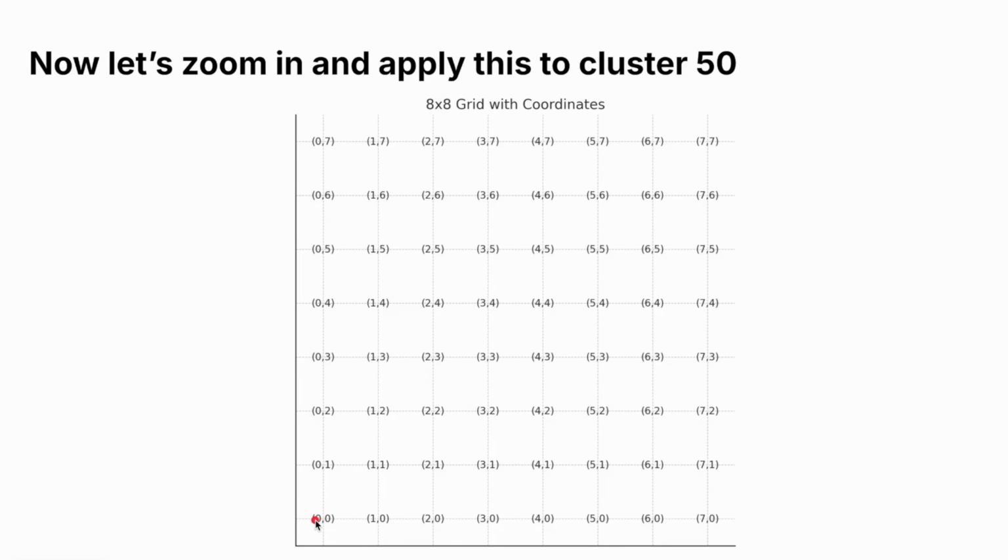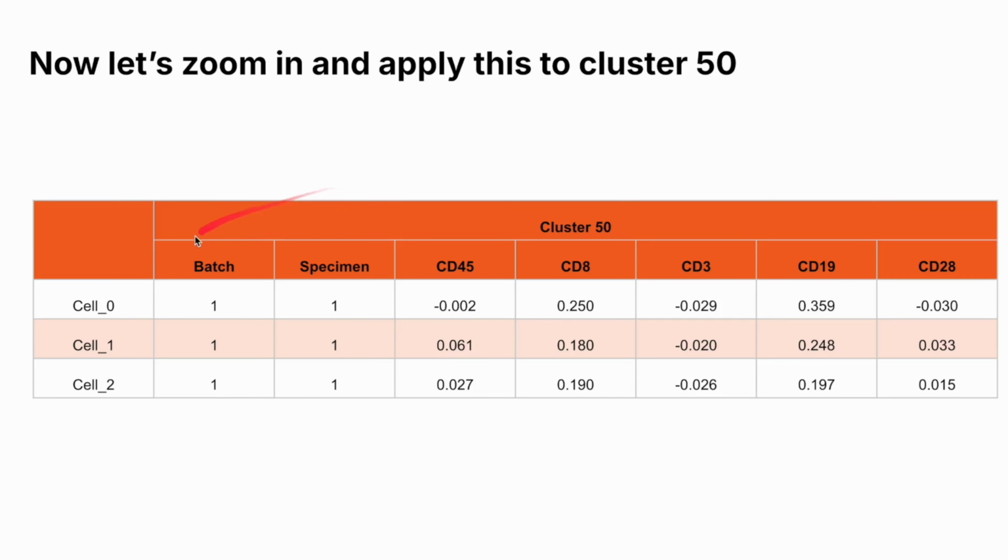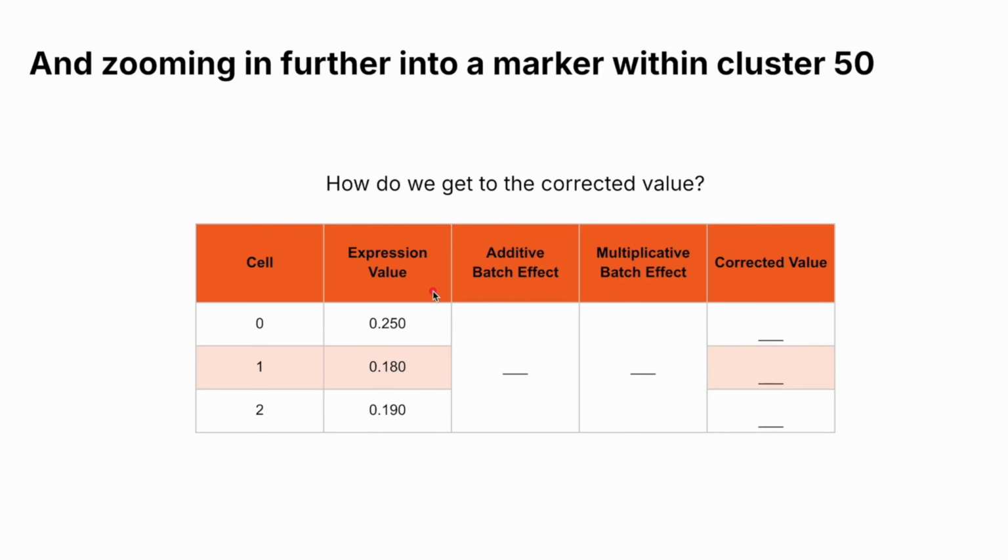So we go over here, we've got a 6 by 4 grid, we have dozens of different cells over here, and we're going to pick a specific marker over here, like 1,6, which is cluster 50. And remember, within this cluster, there are going to be a bunch of individual cells. So within cluster 50, you have cell 0, 1, 2, and you have a bunch of different readouts and normalized expression values here. And now what we're going to try to do is get to a corrected value, which is ultimately what this entire exercise is for. We have this normalized value, we're going to have this additive batch effect, a multiplicative batch effect, and then arrive at a corrected value. And to do that, there's a big equation.